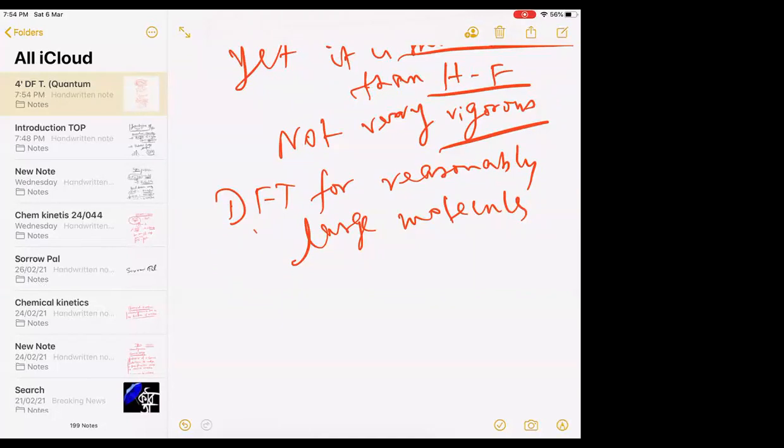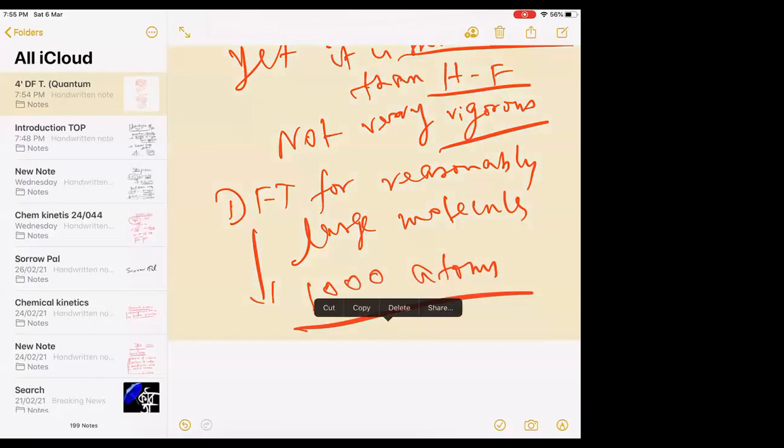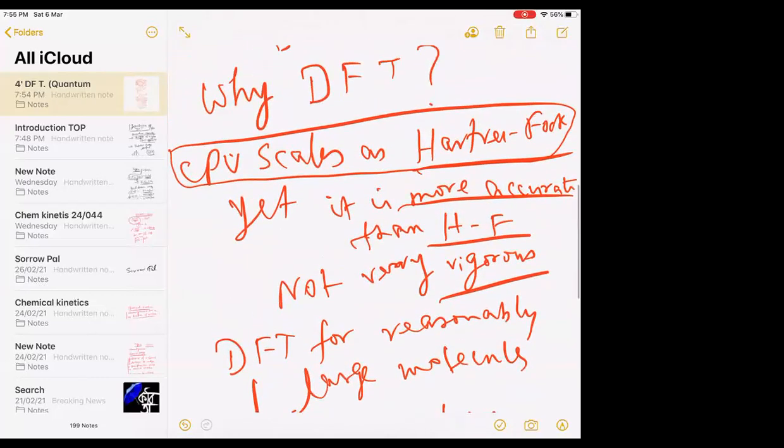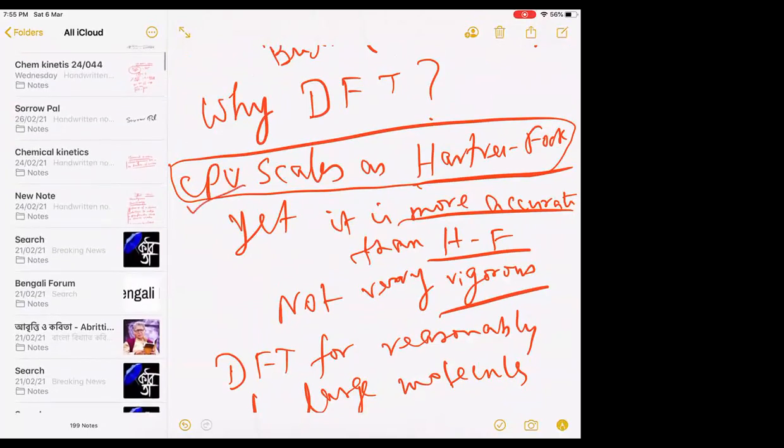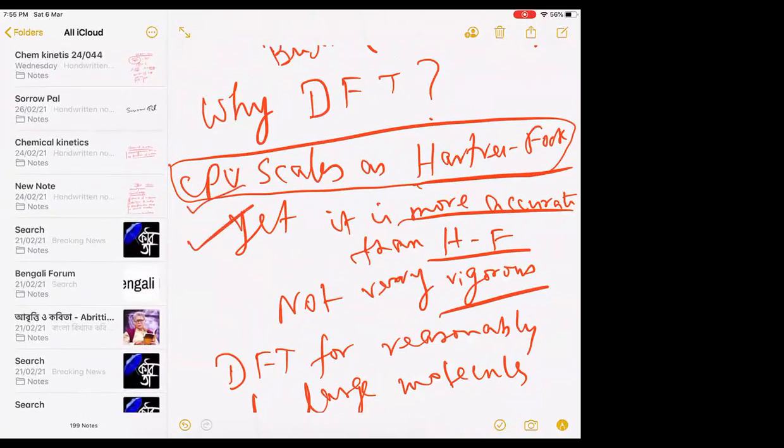So people are today doing DFT. I know people have done 1,000 atoms, which is just not possible for coupled cluster. You can do Hartree-Fock with 1,000 atoms. But what is the difference? In Hartree-Fock, your results are not accurate. So DFT is better than Hartree-Fock. These two things are very, very important. It scales as Hartree-Fock, but yet it's better than Hartree-Fock, though not very rigorous, and I'm going to qualify this part later. That's the problem with DFT.